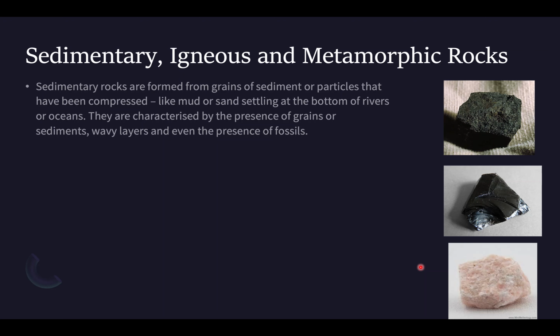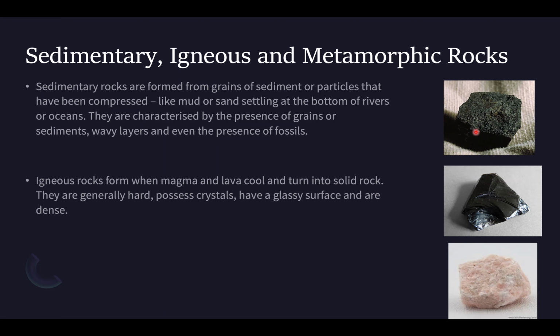Now, in terms of the characteristics, they can be identified through the following traits: the presence of grains and sediments, wavy layers, and perhaps the presence of fossils. Now, there are many examples of sedimentary rocks, but the one on the right here is coal, which is one such example, and there's also others including sandstone, limestone, and shale.